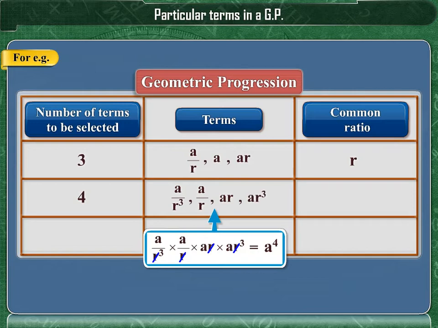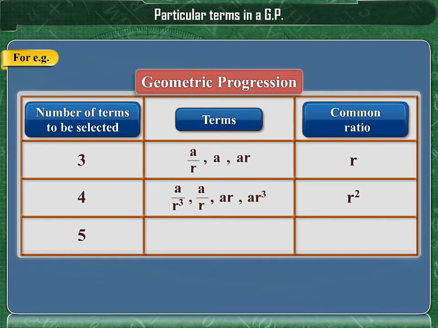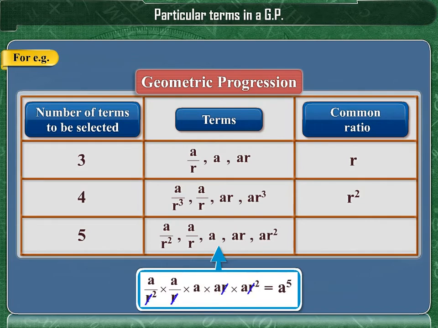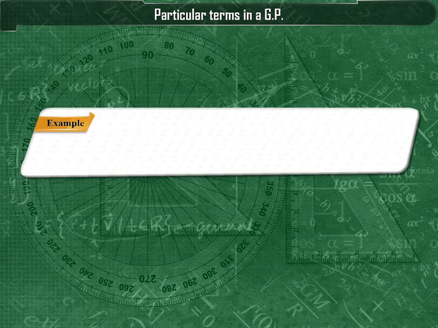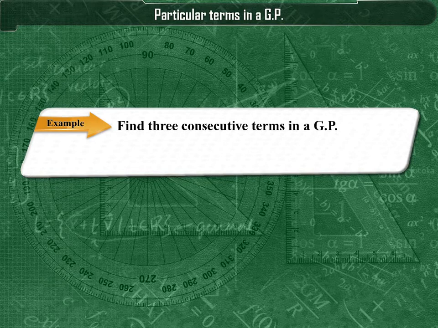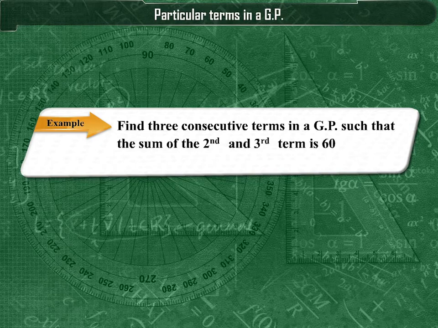But note that here the common ratio is r raised to 2. To find 5 consecutive terms, we can assume the terms as a upon r raised to 2, a upon r, a, ar, ar raised to 2. Here too on multiplication, r will be eliminated. Let us now solve an example by assuming the terms of a GP as explained. Find 3 consecutive terms in a GP such that the sum of the second and third term is 60 and the product of all the 3 is 8,000.